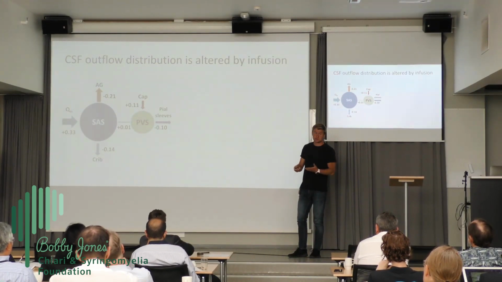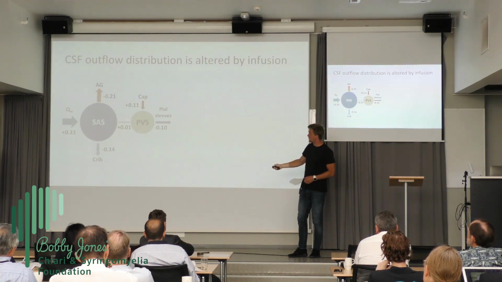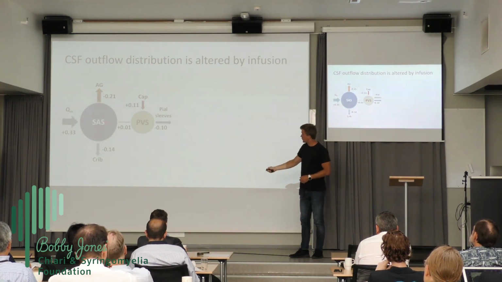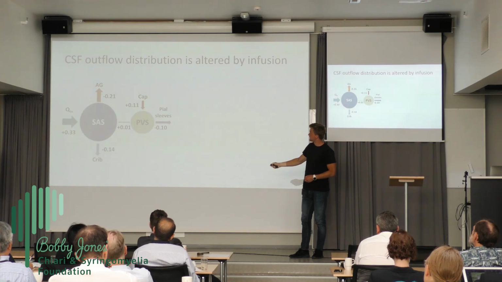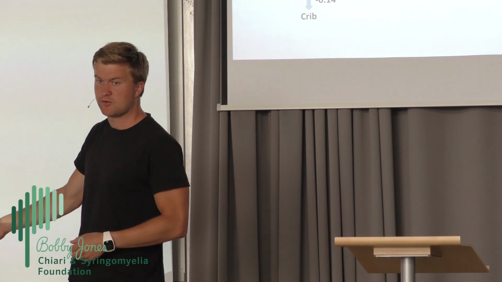So this is due to the assumption that we have some filtration here by the capillaries. So, I mean, if we took away this assumption, you would have very little flow, but it would go from the subarachnoid space to the perivascular space. So the flow that comes in, 60% leaves through the granulation, 40% through the cribriform plate.